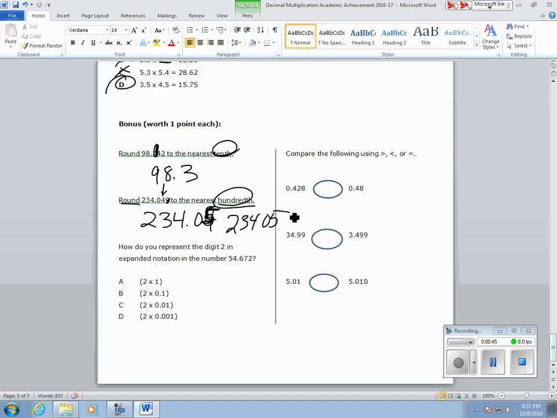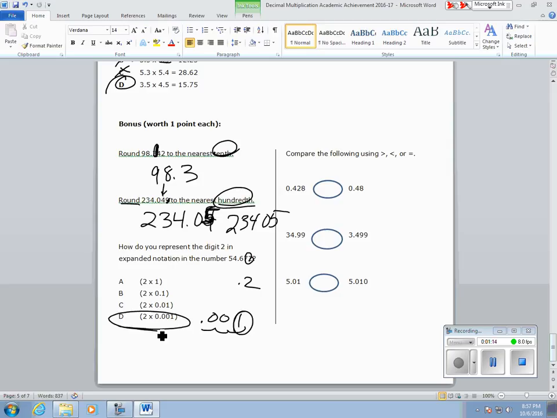This one says, how do you represent the digit 2 in the expanded notation? So that digit, how is that written? So the first thing you ask yourself is, what place value is that in? We know that the 6 is in the tenths. We know the 7 is in the hundredths. And we know that the third digit, which is the only digits we learned this year, was the thousandths. So obviously we know that we need to get it to that third area of the place value.